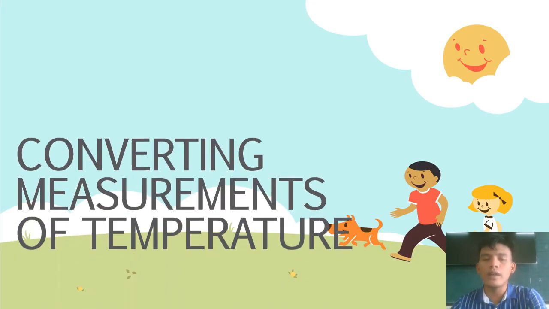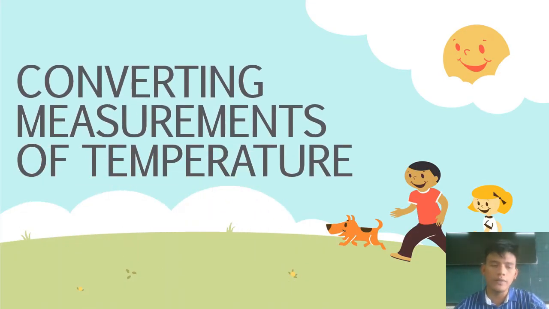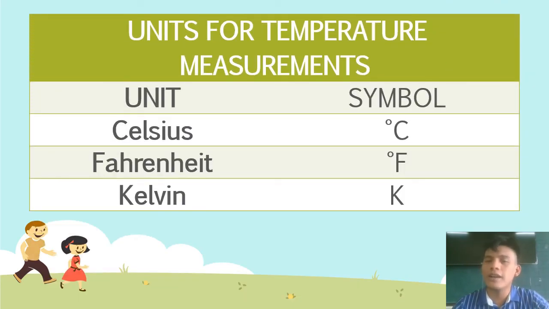Let's go on to converting measurements of temperature. Temperature is how hot or cold a thing is. Temperature is measured using a thermometer. Units for temperature measurements: Celsius, with the symbol degree C. Fahrenheit is measured in degrees F. Kelvin has the symbol K.